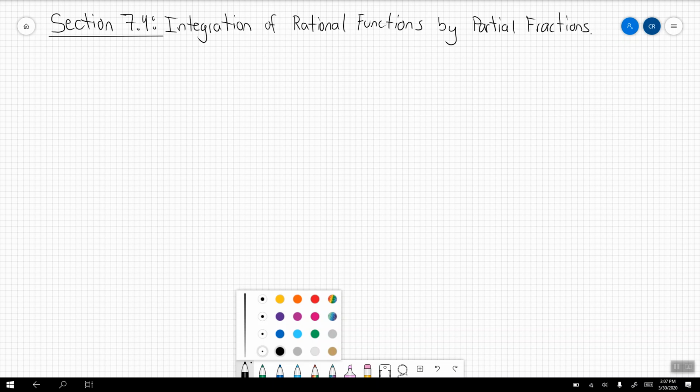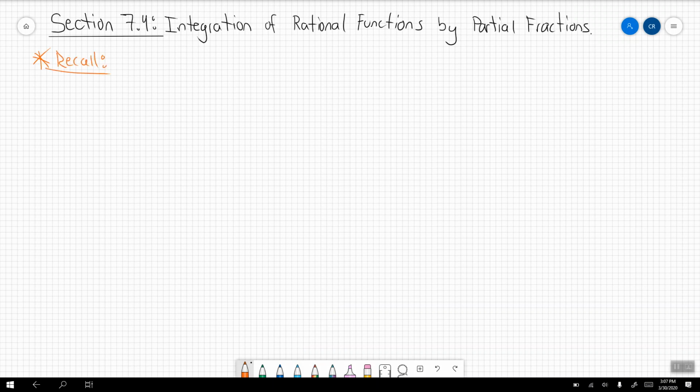Hi everyone. So today we're going to be talking about section 7.4, which is going to be integration of rational functions by partial fractions. Now we're going to need to recall this topic that was learned somewhere along college algebra or pre-calculus, which was known as partial fraction decomposition.